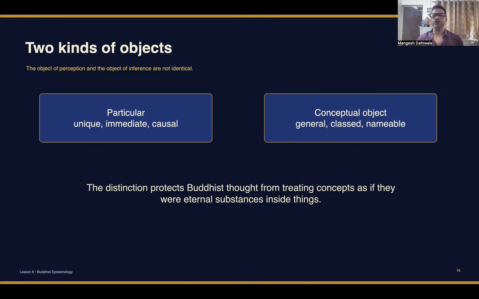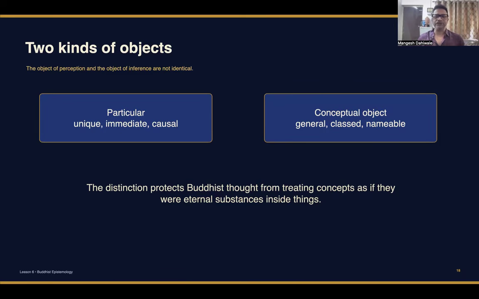So this is a conceptual object, where the object of inference and the object of direct perception are not the same. They are not identical. The distinction protects Buddhist thought from treating concepts as if they were eternal substances inside things. So conceptual objects are not eternal substances, and most of the time we take conceptual objects as some kind of eternal substance. I think this is a very important thing that we have to bear in mind.